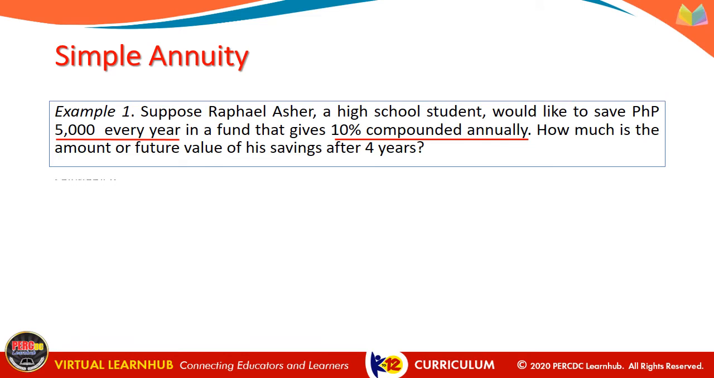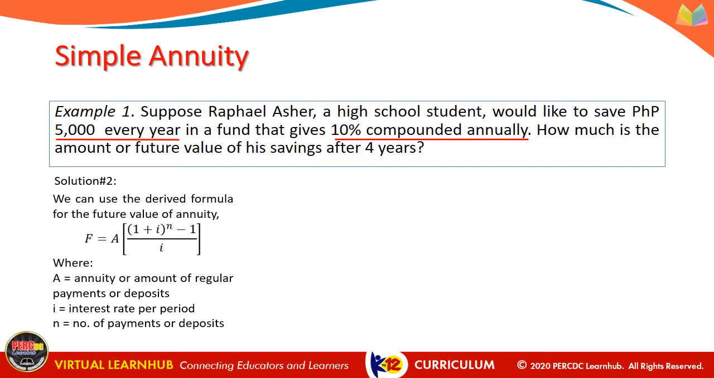Now, let us show another solution for this problem. Solution number 2. We can actually solve this problem by using the derived formula for the future value of annuity. F is equal to A times quantity 1 plus i raised to n minus 1 over i. Where A is the annuity or the amount of regular payments or deposits, i is the interest rate per period, and n is the number of payments or deposits.